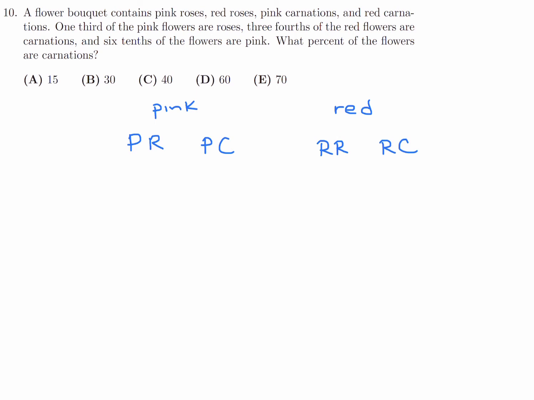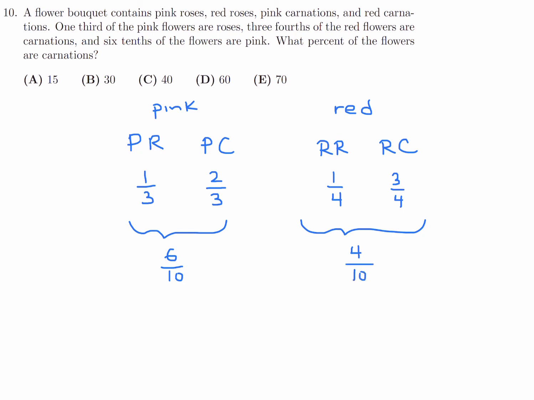The question then tells me that 1/3 of the pink flowers are roses. So over here, this is 1/3, and therefore this must be 2/3. Then 3/4 of the red flowers are carnations. So this is 3/4, and this is 1/4. And then 6/10 of all the flowers are pink. So these guys are 6/10, and therefore this must be 4/10. What percentage of the flowers are carnations?